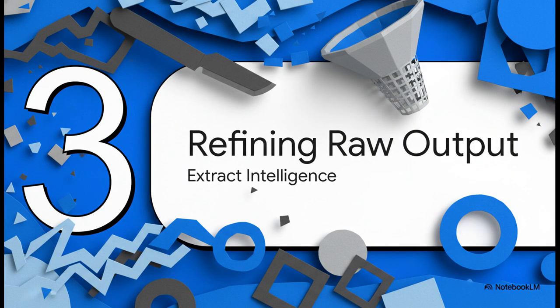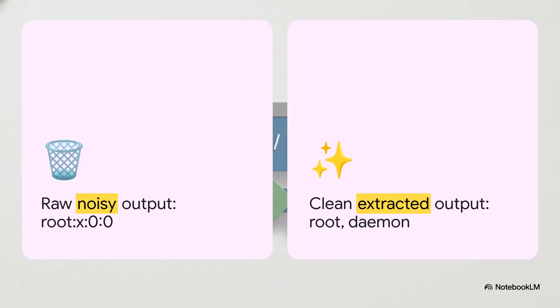All right, Section 3, refining raw command output, or as I like to call it, extracting the actual intelligence. We all know raw command output can be incredibly noisy. Seriously, it's just a wall of text. Take the raw /etc/passwd file, for example. It is a messy jumble of colons, x's, and zeros. But this is where it gets fun. By applying the cut command, specifically using a colon as a delimiter, to grab just that very first field, we instantly transform that chaotic mess into a pristine, single-column list of system usernames.